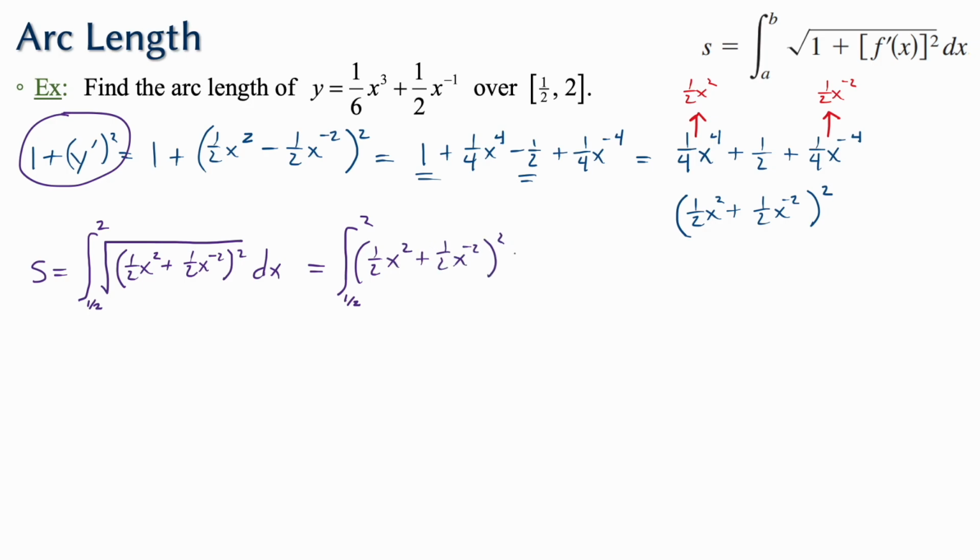So its antiderivative here is going to be, as we evaluate this, 1/6 x to the third, minus 1/2 x to the negative first, and then we're going to plug in our 1/2 and 2 and work it out. So I'll cut to the chase. It works out to be 33/16.